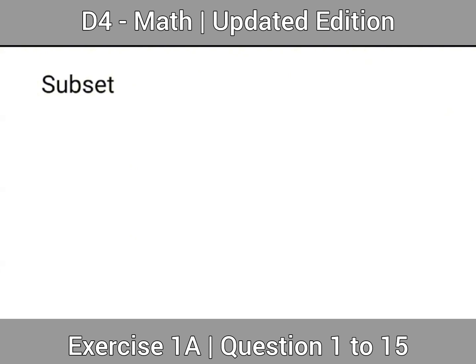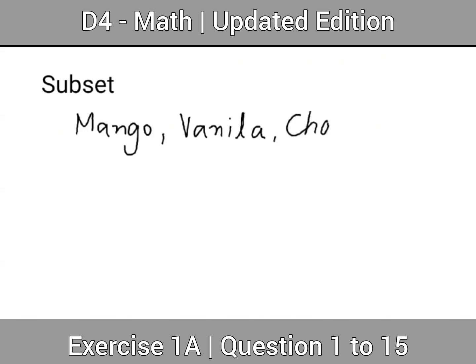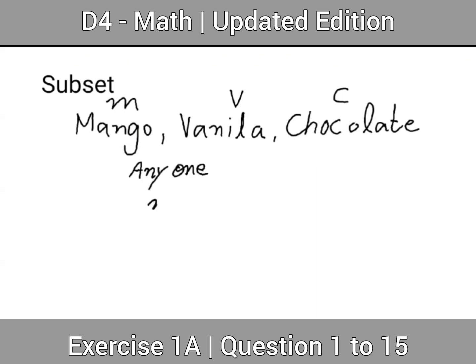What is a subset? Consider you have three flavors of ice cream and you have to choose one flavor at a time. So you have three flavors: mango, vanilla, and chocolate. Denote these three flavors with small alphabets, say M, V, and C. So you can choose any one kind of ice cream at a time, either mango, vanilla, or chocolate.